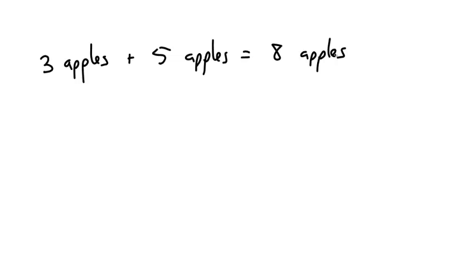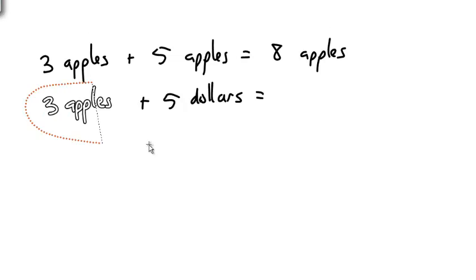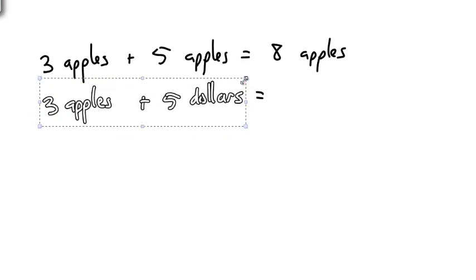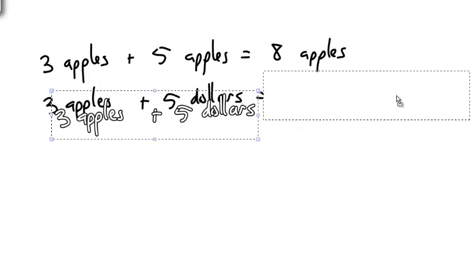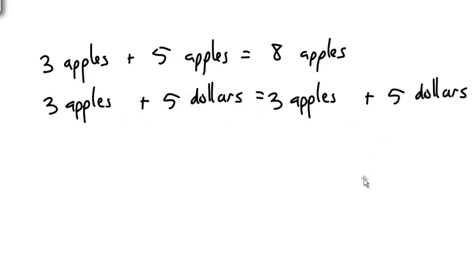If the units are different, if you have, let's say, 3 apples and you add $5, what do you have? You have 3 apples and $5. You don't have anything more than that. You can't combine them. You don't have 8 of anything.